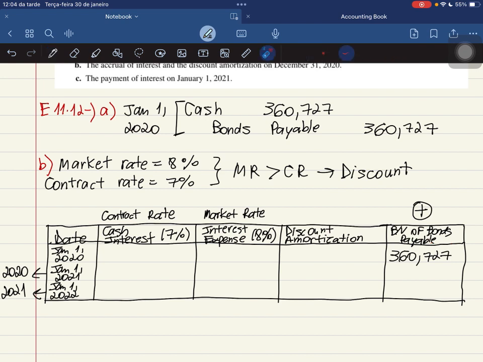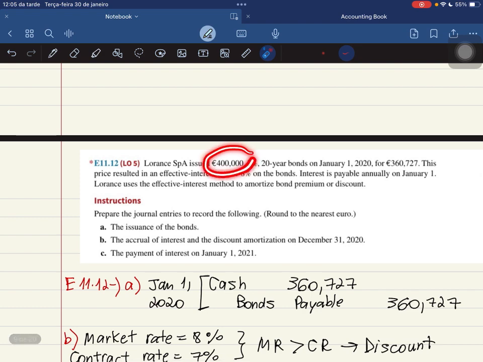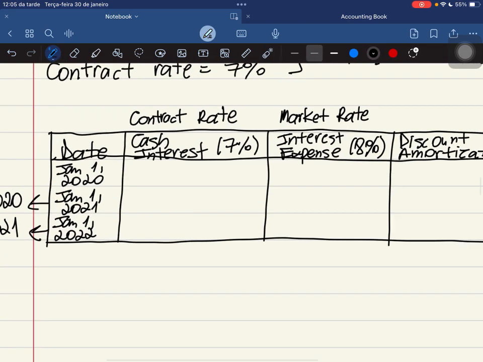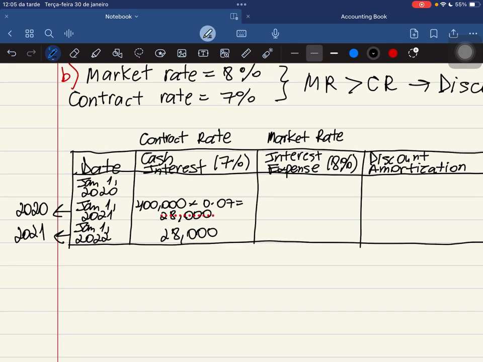All right. So like I said, the cash interest is how much you will actually be paying per year or per month according to your contract. So according to your contract, this was the face value, correct? Of the bond. So over here, we're gonna have 400,000 times 7%. Yeah, that gives us 28,000. So I'm just going to go ahead and repeat this number here because this one does not change. I'm going to keep paying 28,000 every year because this was what was agreed on the contract, correct?